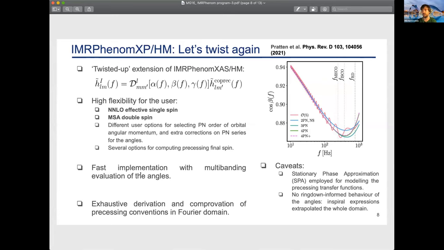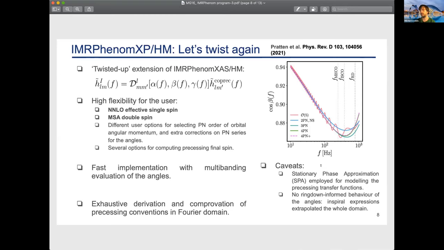Also, the model benefits from the fast implementation of the underlying Phenom XHM model due to multibanding, but multibanding is also applied to the angles, increasing further the evaluation speed of the model. During the development of the model, it was also crucial to state and check correctly the precessing conventions in Fourier domain, which can be a bit tricky. And we think that the paper collects in a clear way an exposition of these conventions.